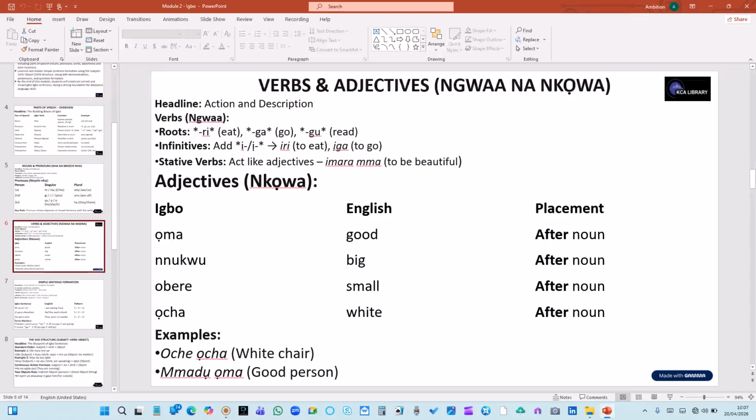Then we have adjective, nkọwa. Some of the adjectives in Igbo language include ọma, which means good, nnukwu, which means big. Then we have obere, which means small. We have ọcha, which means white. Example, oche ọcha, which means white chair. Mmadụ ọma, which means good person.